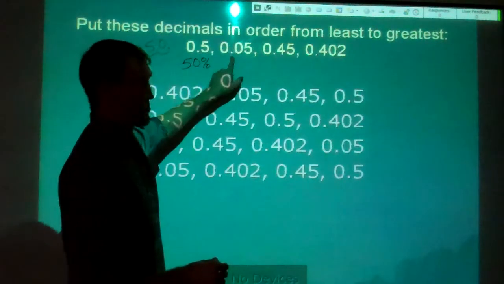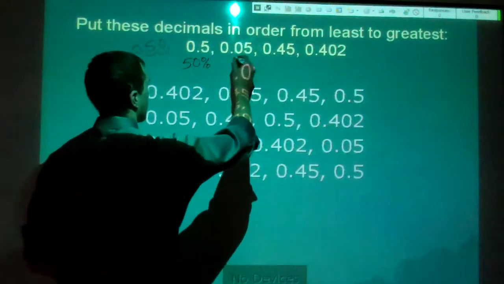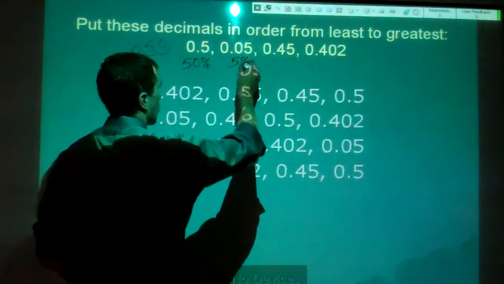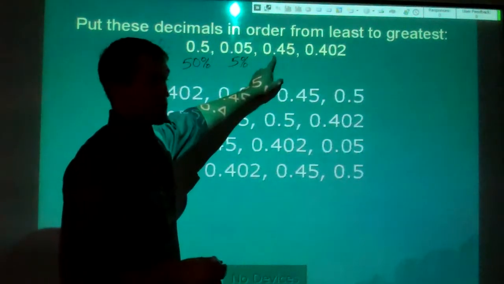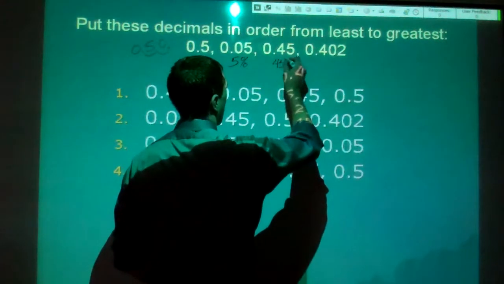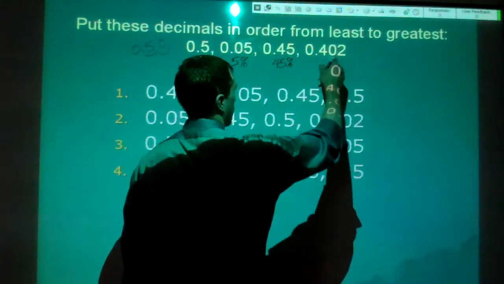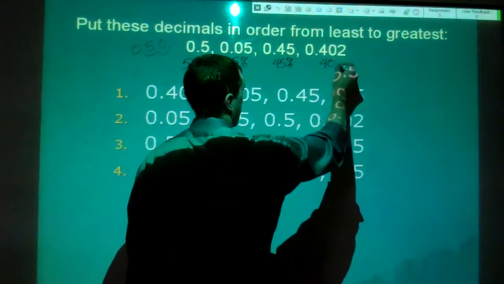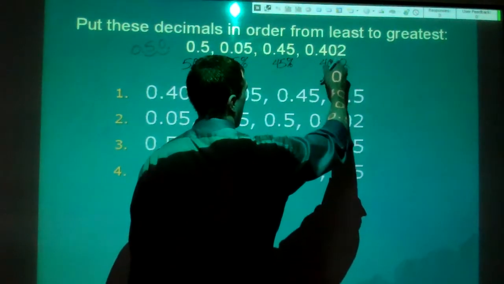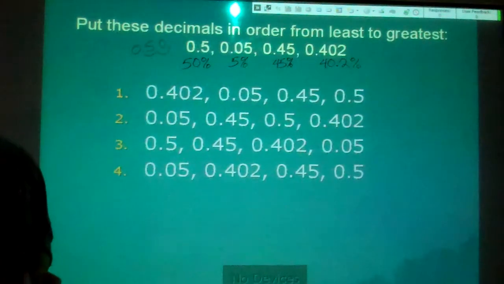This one, we move it 2 spots to the right. 1, 2. We're at 5%. Move this 2 spots to the right. 1, 2, 45%. This one 2 spots to the right. 1, 2, 40.2%.